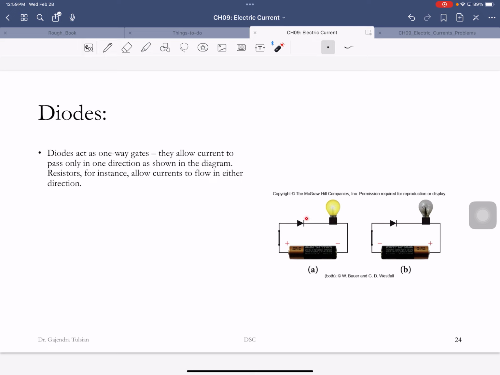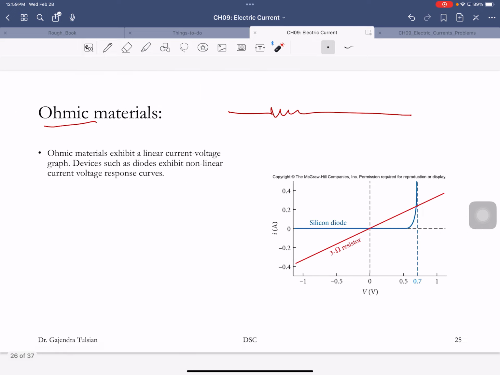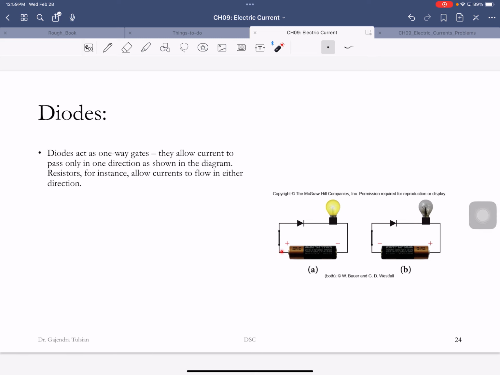Okay, so a diode is a one-way gate for a current. So in a circuit, if you want to make sure that you have current flowing only in this direction, you just put a diode in there.